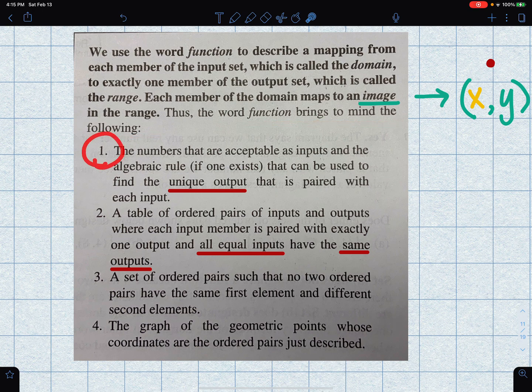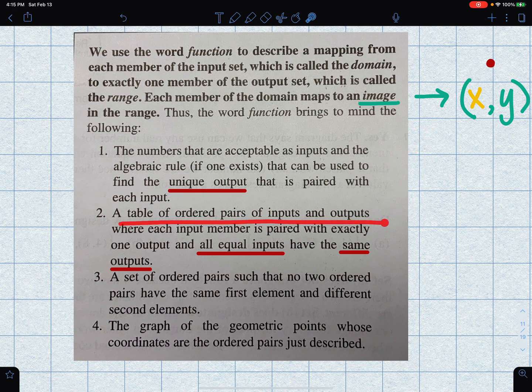Thus, the word function brings to mind the following. Number one, the numbers that are acceptable as inputs and the algebraic rule, if there is one, that can be used to find the unique output that is paired with each input. That means that this is telling you about the domain. And the domain can be anything as long as you're not dividing by 0, you don't have anything over 0, and you don't have the square root of a negative number. Okay? So that's the rule.